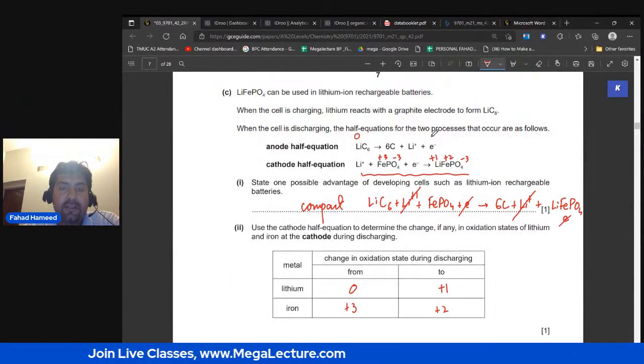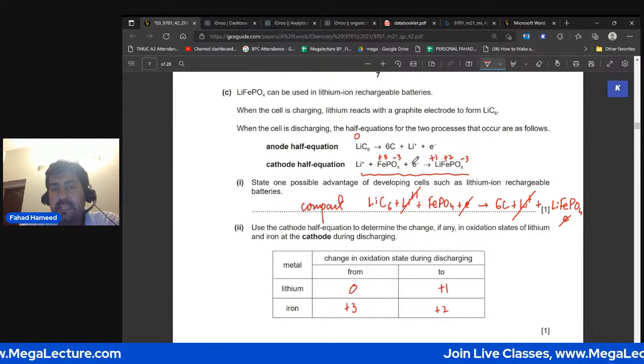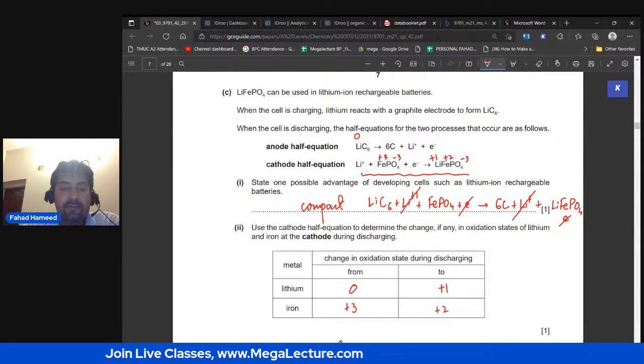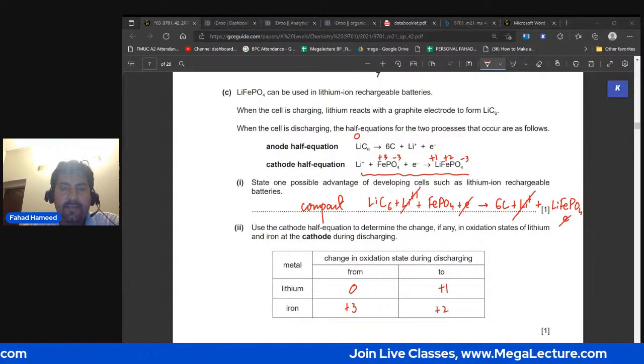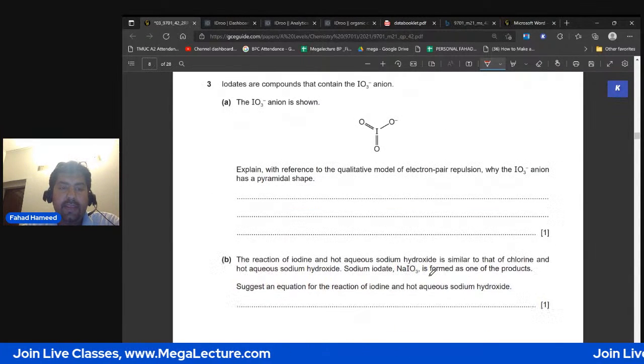So make sure when you add up two equations, you have to make sure the electrons are equal. You add the left-hand side and you add the products, and cancel anything that is common on both sides. So that is what you are going to do in this case. So moving on, next one, write the equation. We've done that. There's an IO3.